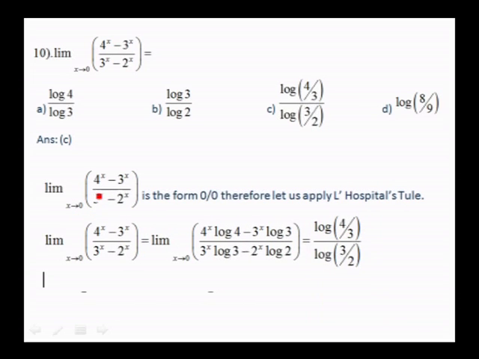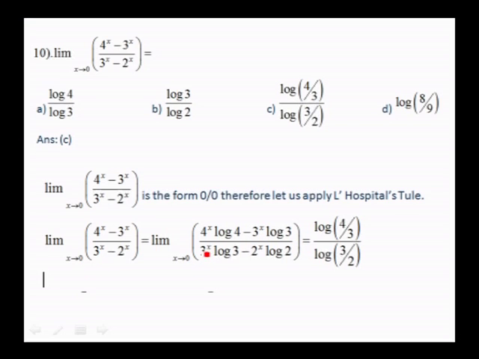Limit x tends to 0 of 4 to the power of x minus 3 to the power of x over 3 to the power of x minus 2 to the power of x. Differentiating the numerator, you get 4 to the power of x into log 4, because the differential of a to the power of x is a to the power of x log a. So 4 to the power of x gives 4 to the power of x log 4, and 3 to the power of x differential is 3 to the power of x log 3.